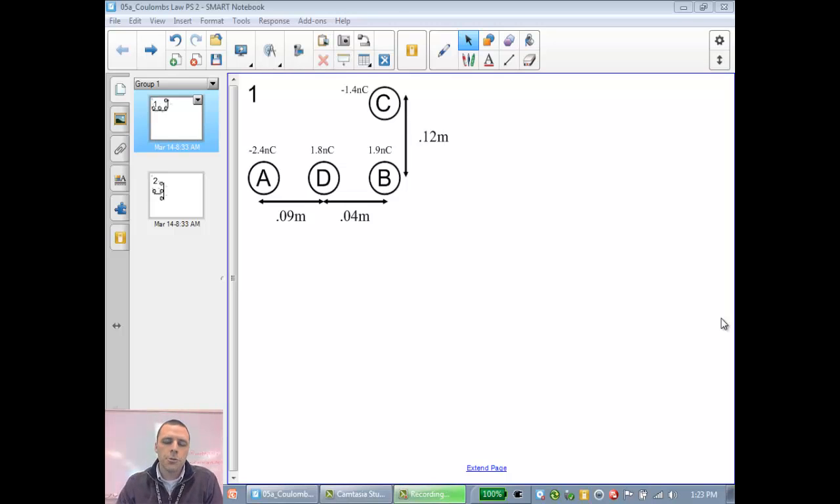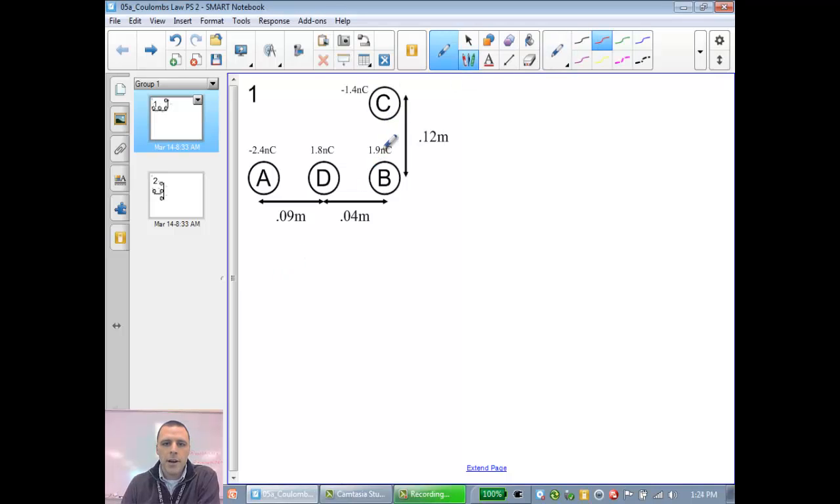This video is going to show the solutions and how to get the answers to the Coulomb's law multiple charge practice sheet. I'm going to start off with number 1. We have the arrangement of charges on your paper, and the first thing I'm going to do is find or draw in the force vectors.